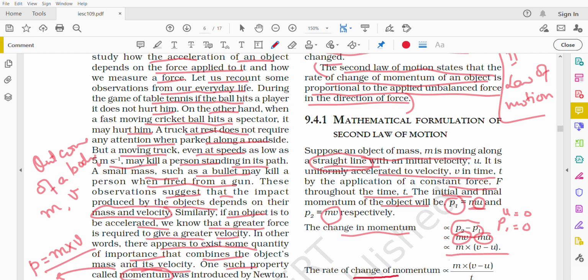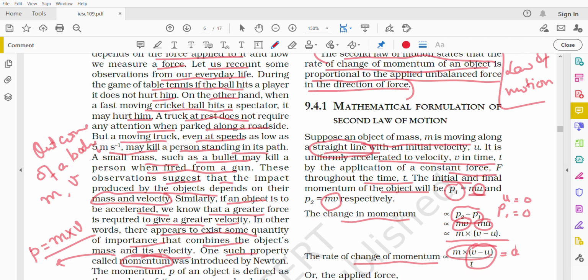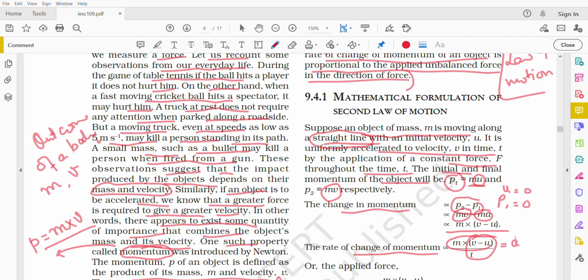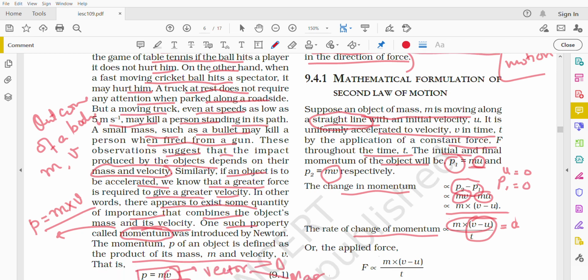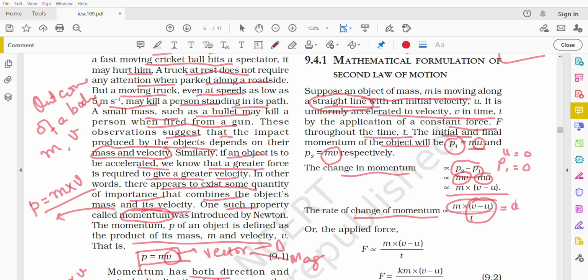Now, rate of change of momentum. Whenever we talk about rate, it means we need to divide by t. So the rate of change of momentum is m into (v minus u) by t. Here, (v minus u) by t is equal to a, which we studied in the previous chapter. The rate of change of velocity is acceleration. So finally, the force applied is directly proportional to m into (v minus u) by t.